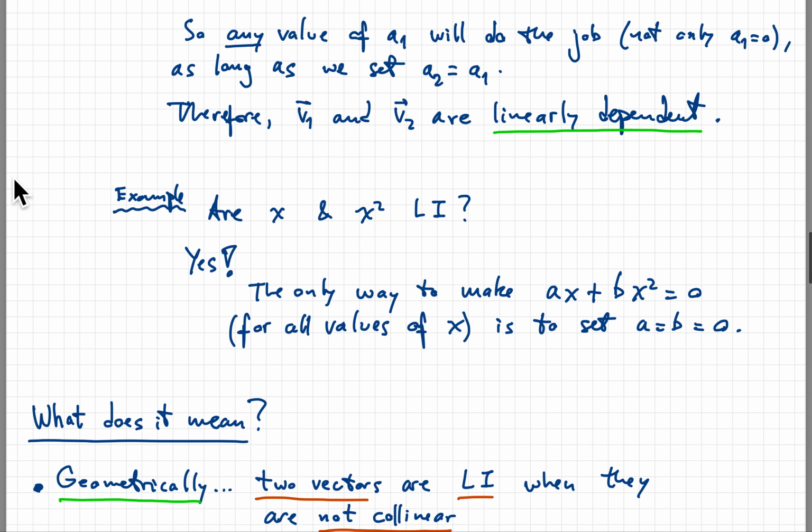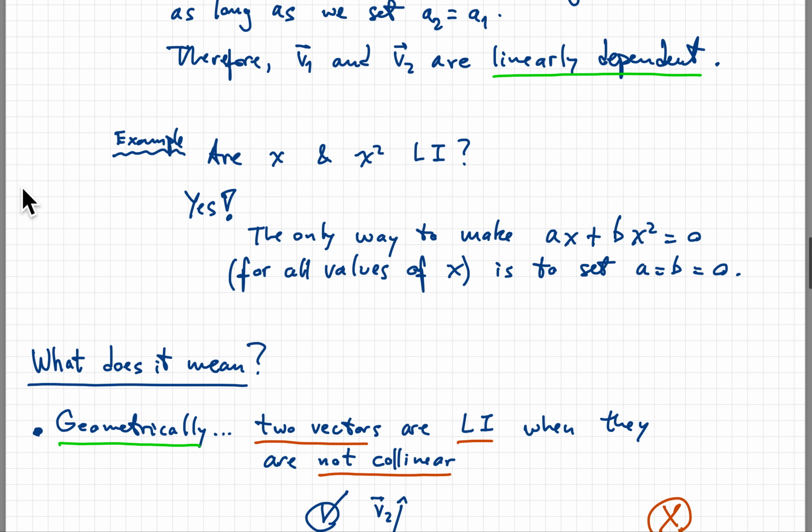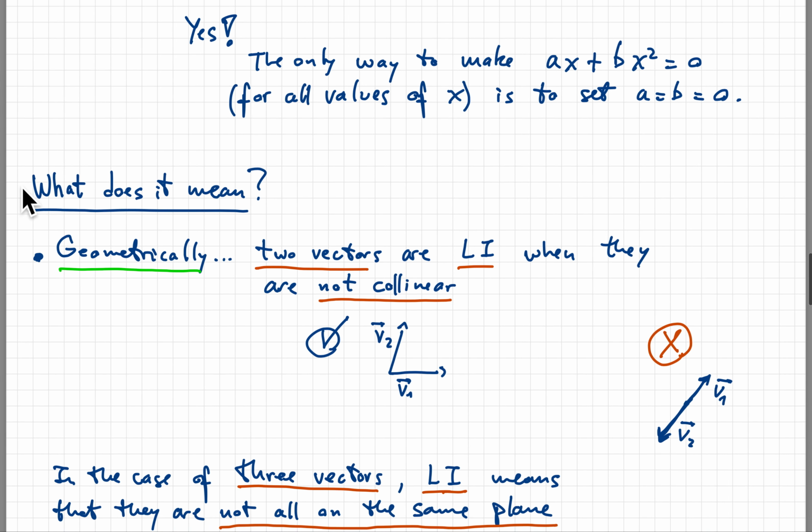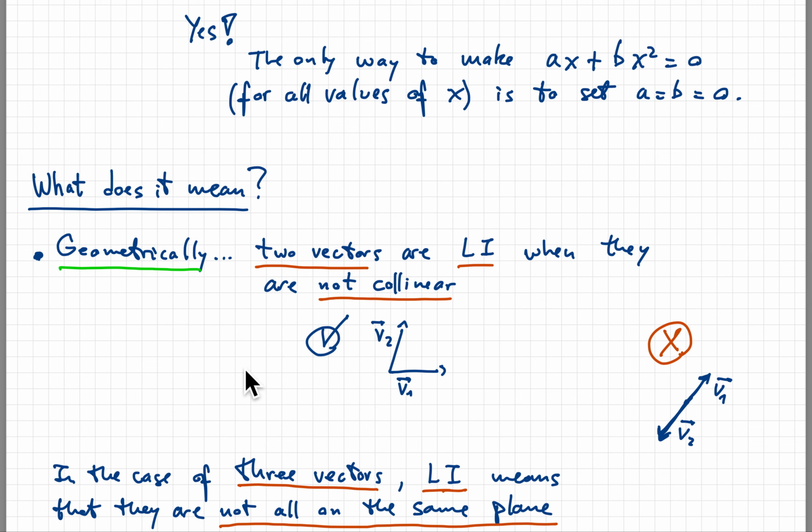So what does this concept of linear independence mean in general? Well, geometrically, two vectors are linearly independent when they're not collinear. This is a case of two vectors, and in fact, the examples we saw above are cases of just two vectors. They are linearly independent if they're not collinear, which means that they really point in different directions. That's the general concept.